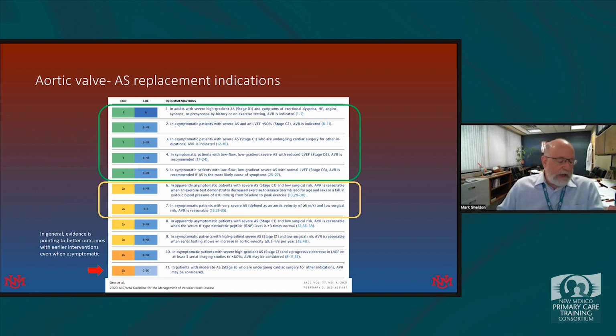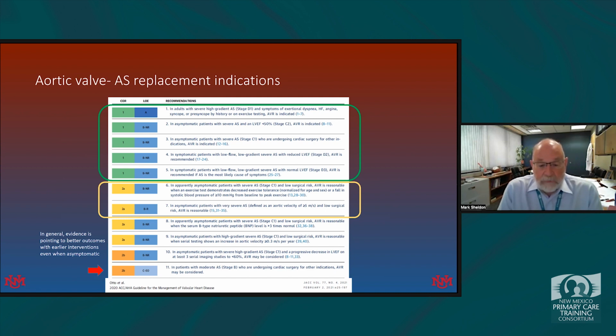So this is a busy slide, and I'm not going to go through it too much, but these top ones with the green color are all class 1 indications. So everybody agrees that these are reasons for patients to have valve replacement. And we don't really think about valve repair. Balloon valvuloplasty is a very temporizing measure, and they typically have the same problem again within the coming 3 to 6 months. So when we're talking about aortic stenosis treatment, mechanically, it is a valve replacement.